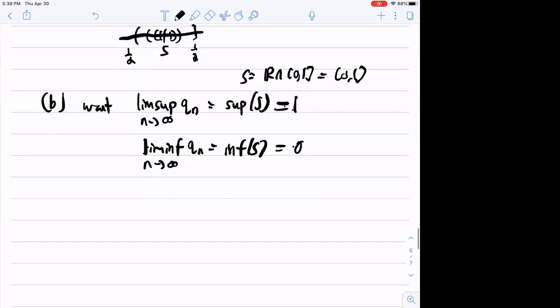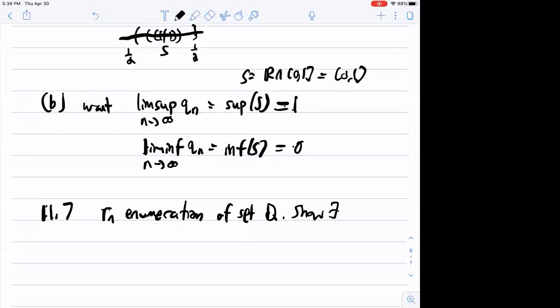Okay, so let's move on to 11.7. Here we have that r_n is an enumeration of the set Q, the rationals. And we want to show there exists a subsequence r_{n_k} such that r_{n_k} goes to plus infinity.